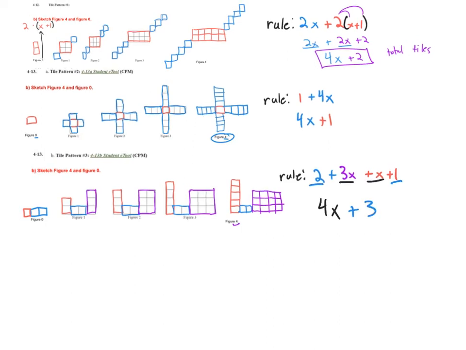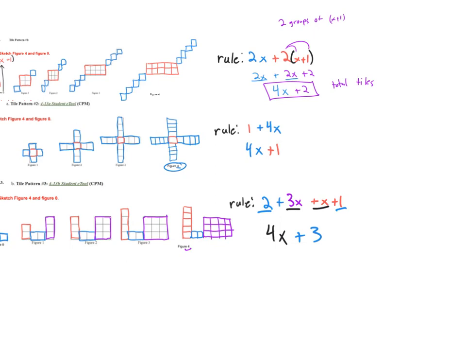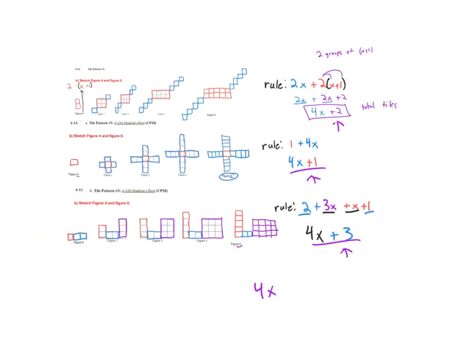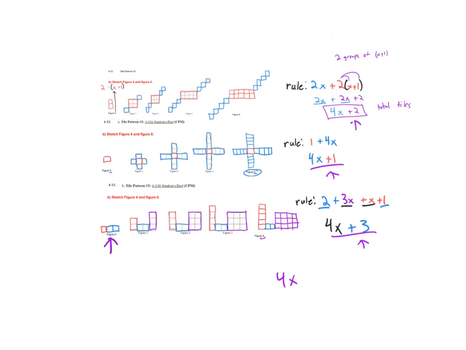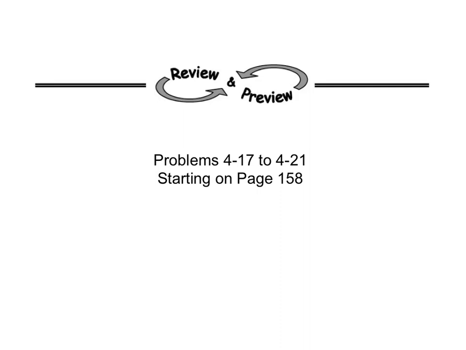Now if we compare these rules, look at this. This is 4x plus 2, this is 4x plus 1, this is 4x plus 3. They're all growing by 4x, or 4 times, but they're just starting from different points. Some start with 3, just like this one. Some start with 1, just like this one. And some start with 2. And that's it there. Okay, that should be everything for today.